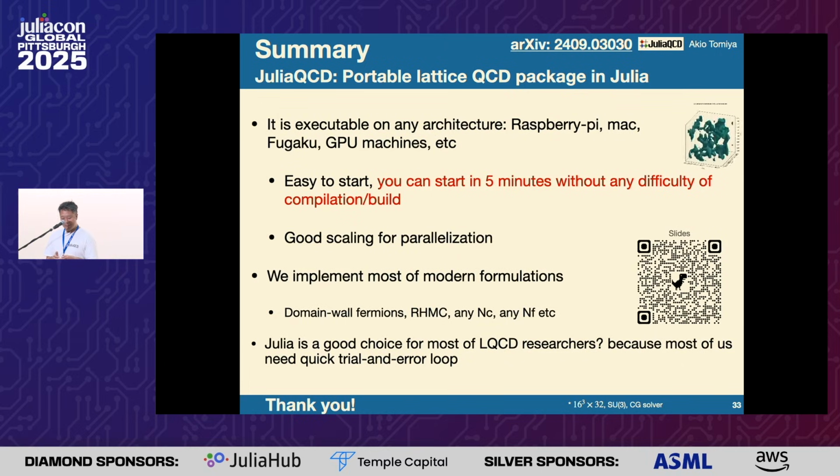And we implemented most of the modern architectures and modern formulations. I think Julia is a good choice for most lattice QCD researchers, because most of us need quick trial loops for the research. Okay, that's all. Thank you very much.